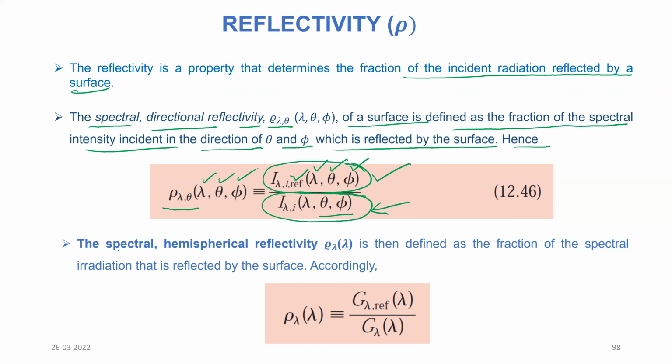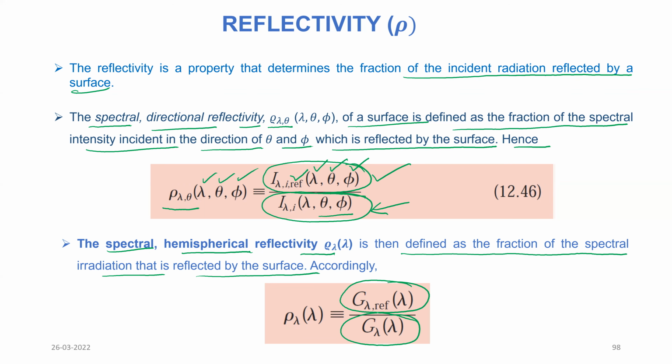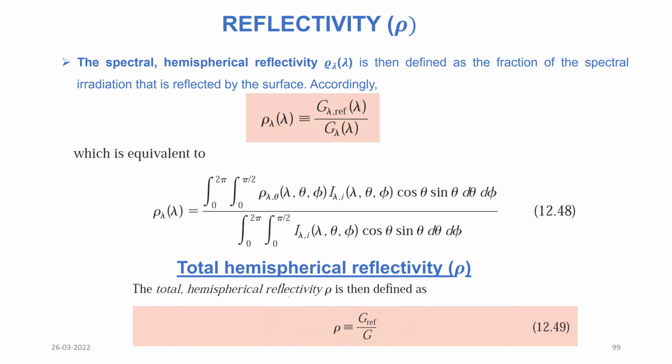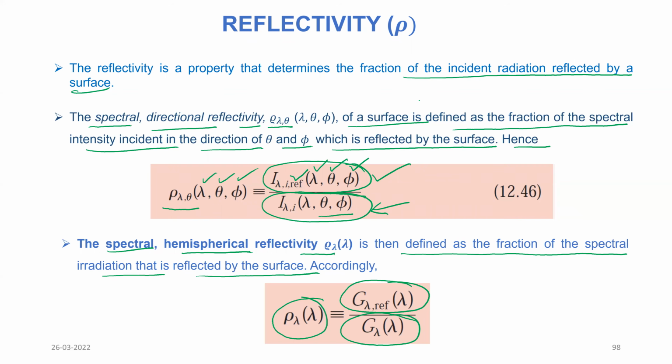And if we want to calculate the spectral hemispherical reflectivity rho lambda, it is defined as the fraction of the spectral irradiation that is reflected by the surface. So it is G lambda reflected divided by G lambda total falling on the surface, and it is rho lambda. So it is dependent upon the wavelength only. Once again, we have written the same thing here, as previously.